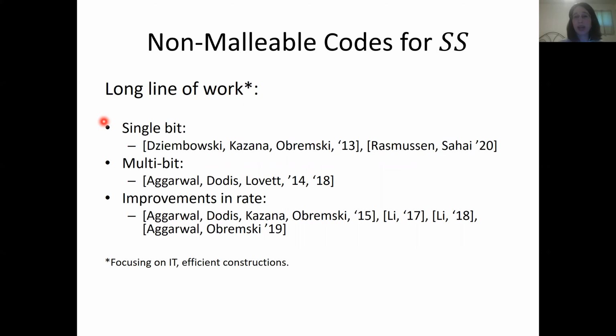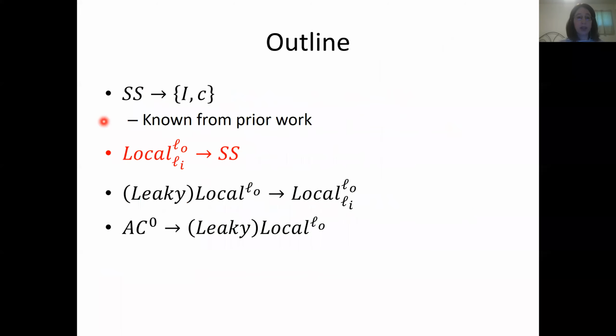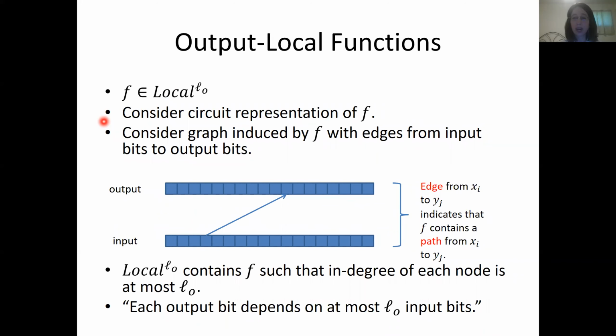There's a long line of work on non-malleable codes for split state, starting with constructions for single bit messages, then extending to multi-bit messages, and finally improving the rate, where the goal is to finally get constant rate split state non-malleable codes. Now that we know about split state functions, I'm going to talk about the non-malleable reduction from local functions to split state functions. So let me start talking about different types of local functions.